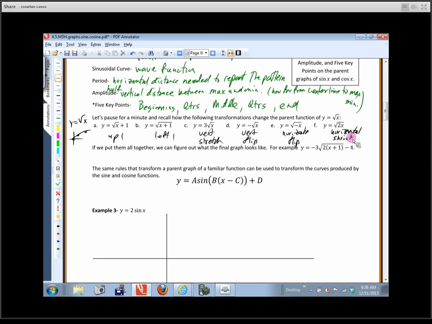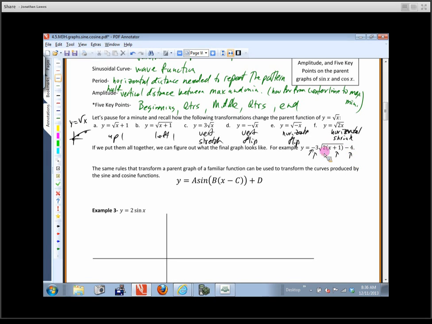Shrinks it by a factor of 2, or in other words, we multiply the x coordinates by 1/2, and we'll talk about those. Okay? So we could put all of these together and figure out, well, gosh, that's a vertical flip. That stretches it vertically by a factor of 3. That moves it left 1, and this moves it down 4.